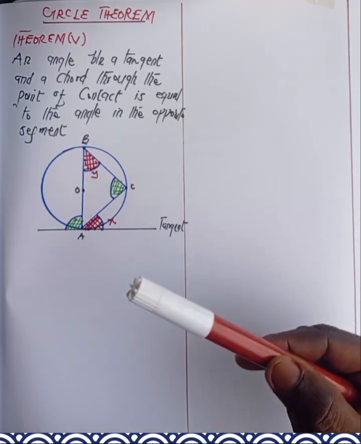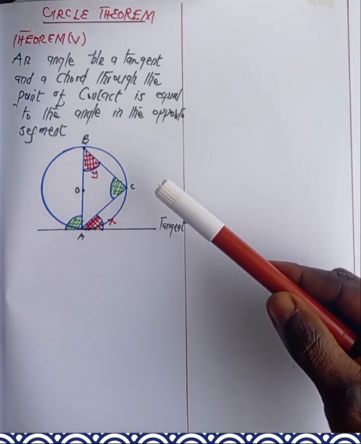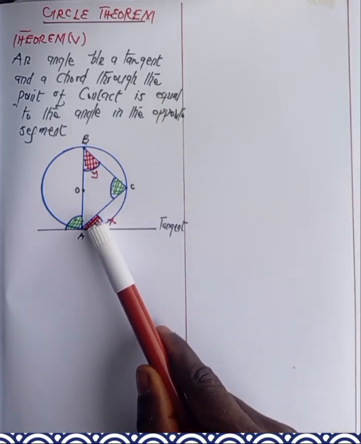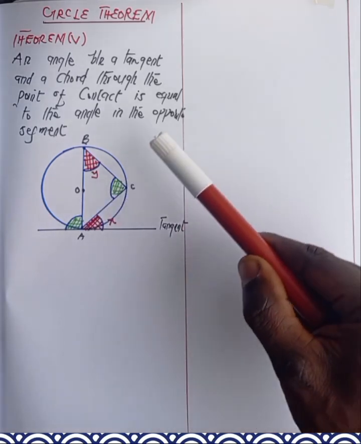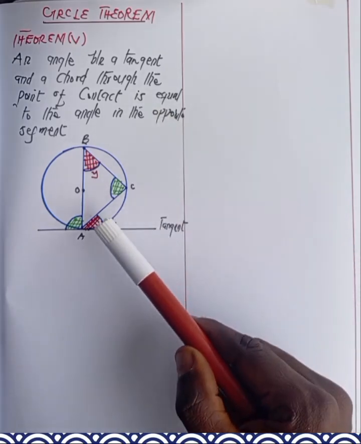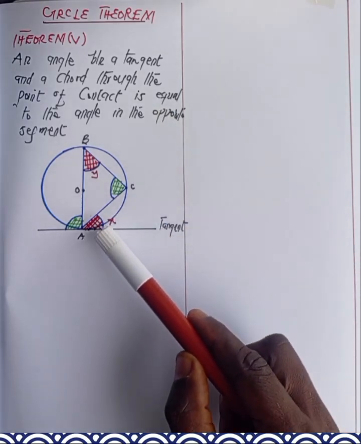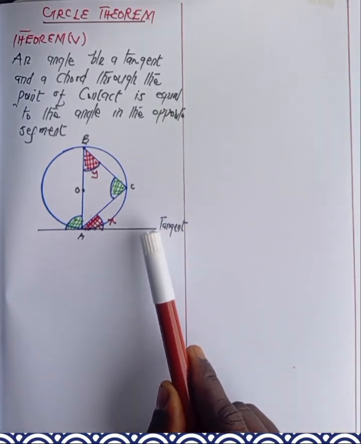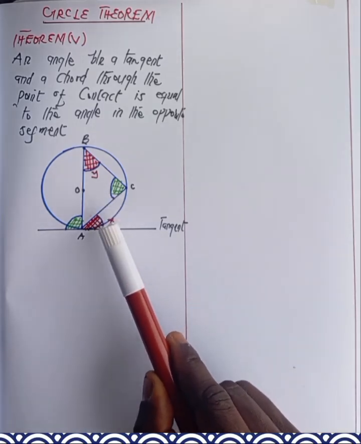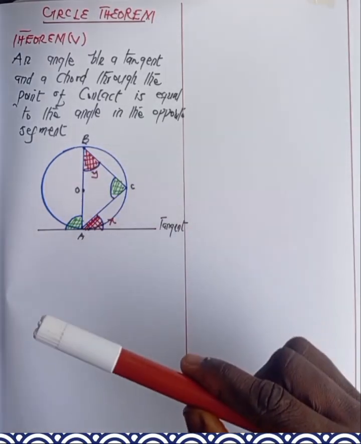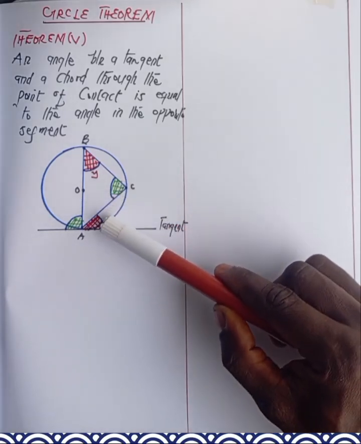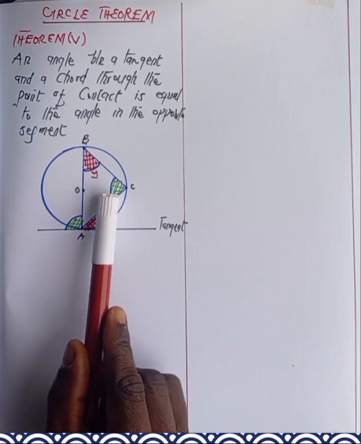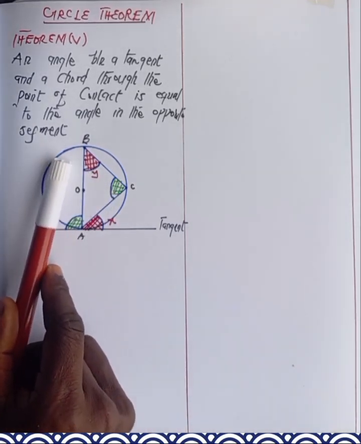This theorem is saying that the angle between this tangent and the chord called AC is equal to the angle in the opposite segment. So it is telling us that the angle between this tangent and this chord is equal to the angle in the opposite segment. Now remember, this is the minor segment. From OC to this side is the minor segment, and from this part is the major segment.